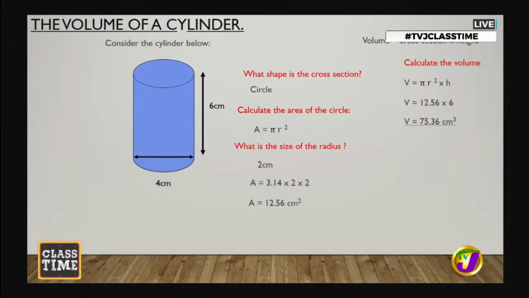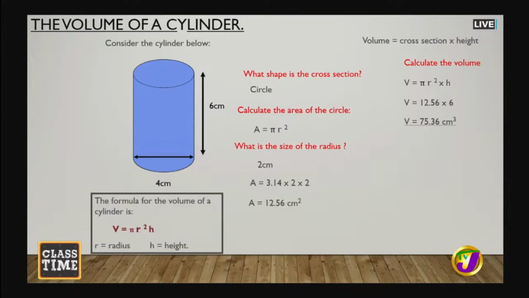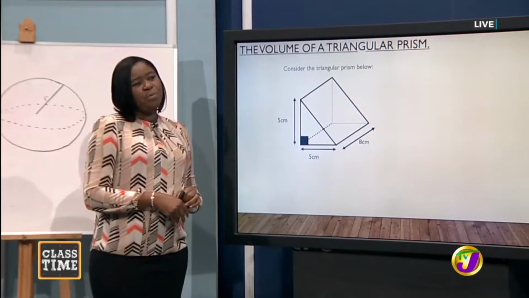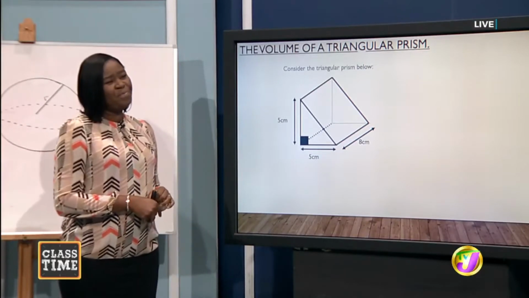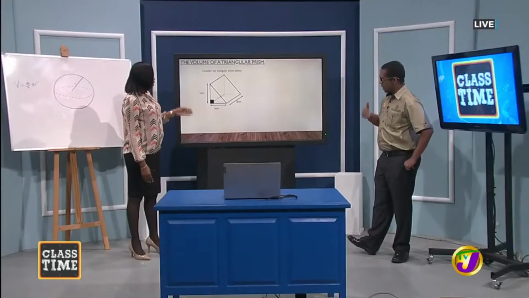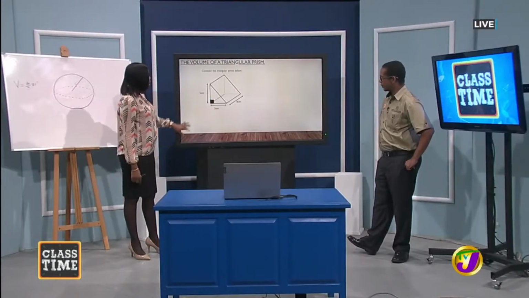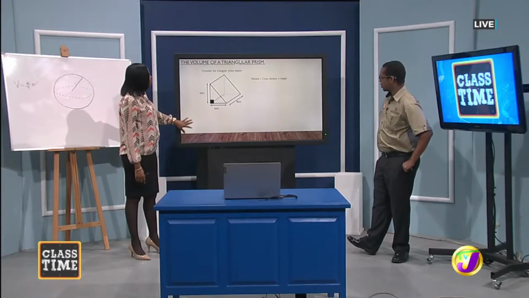So let's look at a triangular prism. And as it says, a triangular prism. Again, I am seeing that same uniform cross-section coming out. Right? In this case, a right triangle. Yes. Right.